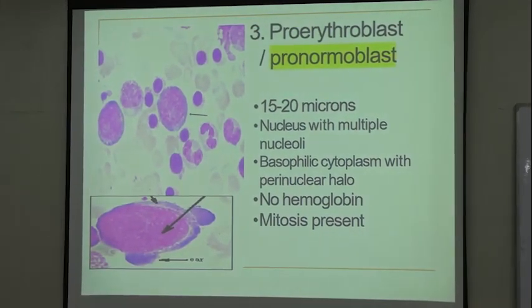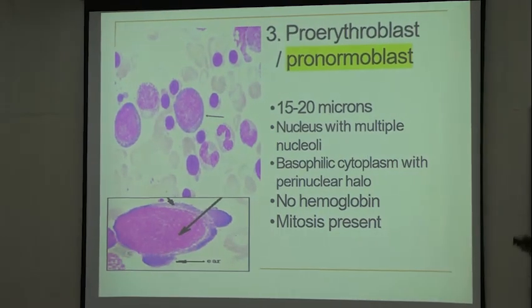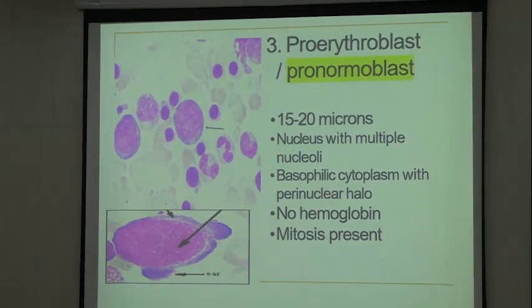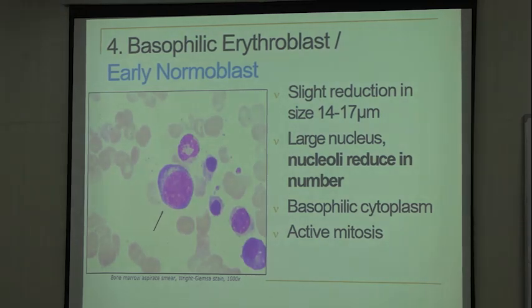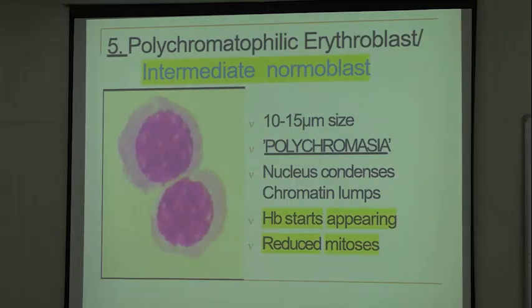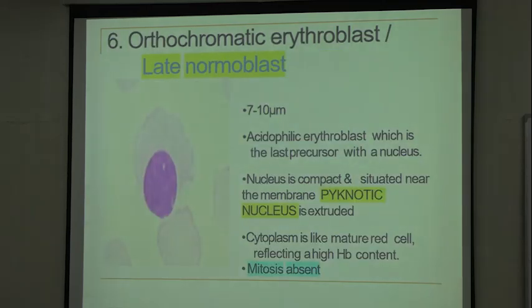In the pro-erythroblast, the size was 15 to 20 micron. In the next step, it came down to 14 to 17 micron. In the next step, 10 to 15 micron. And the next step, 7, almost coming closer to the RBC. The RBC diameter is 7.2.